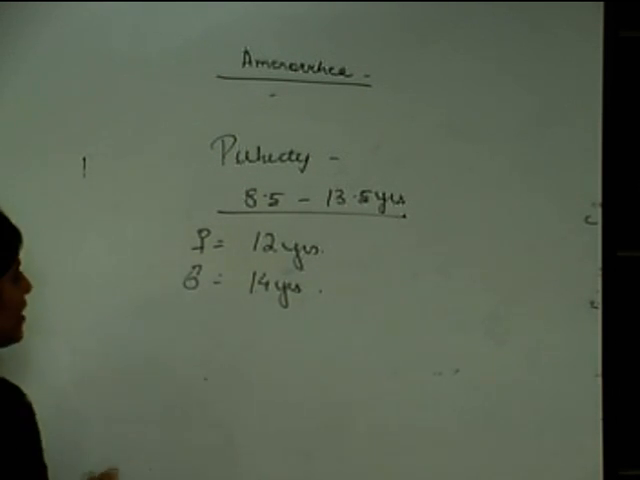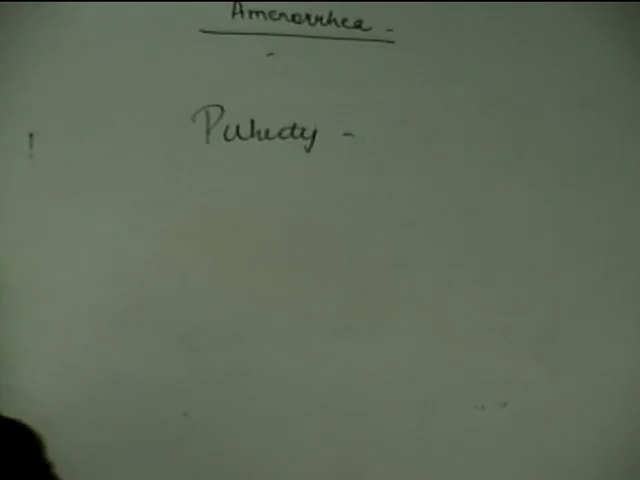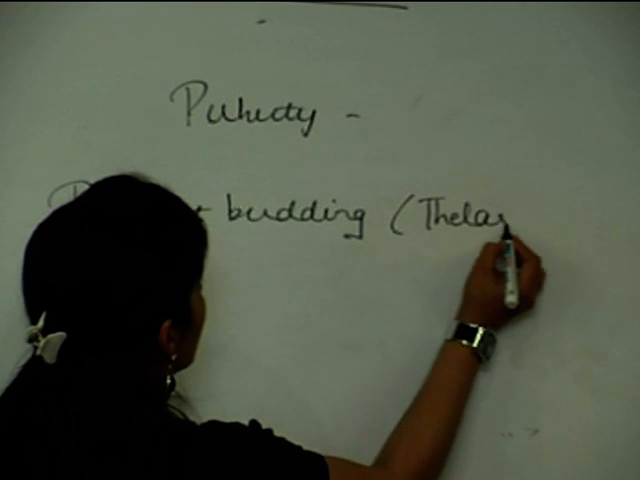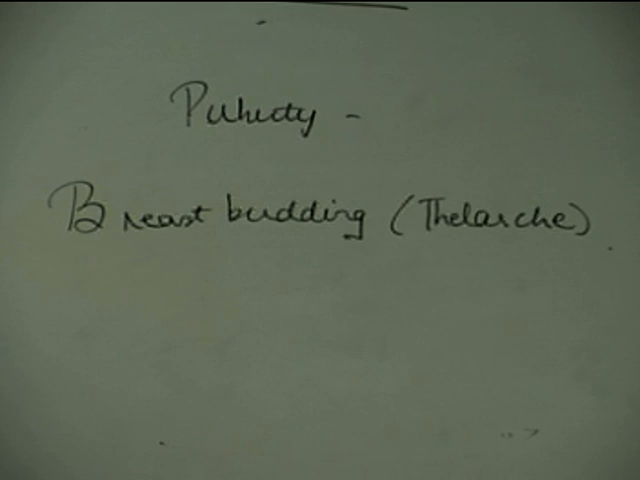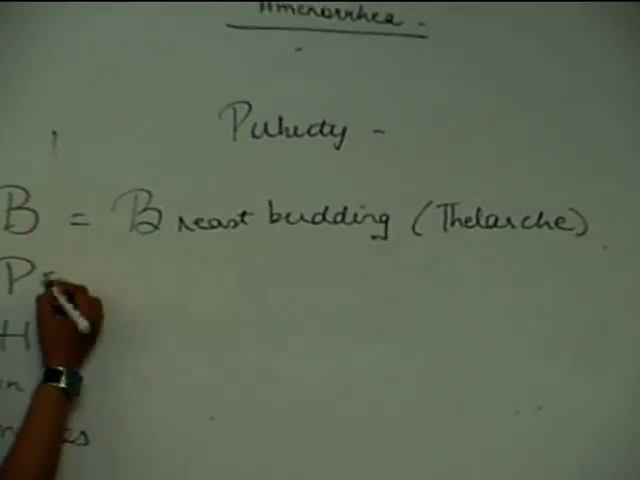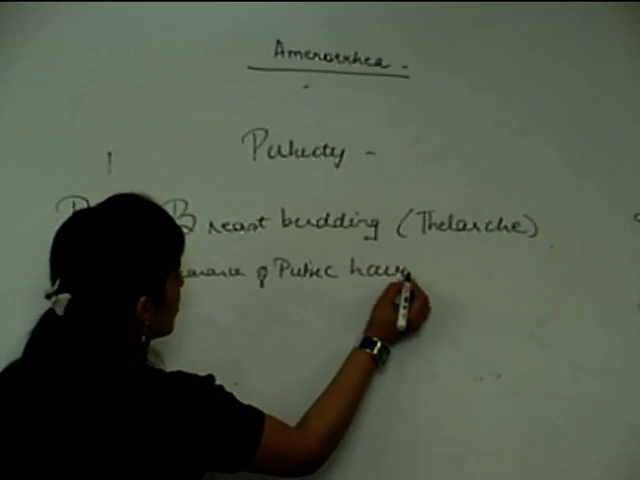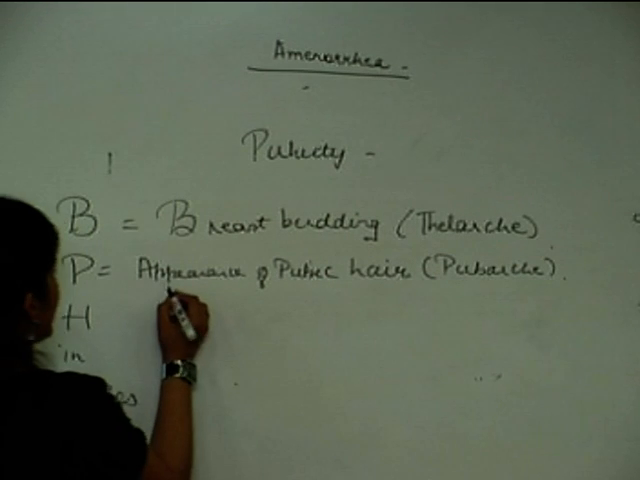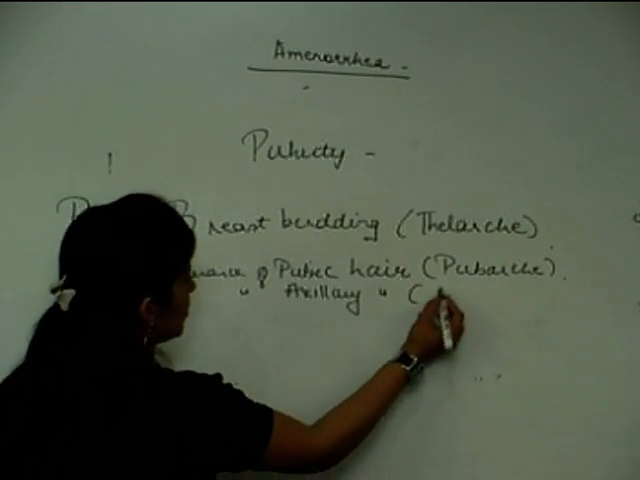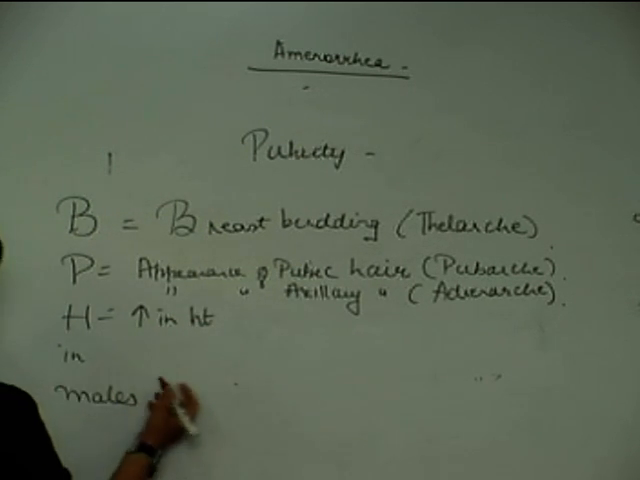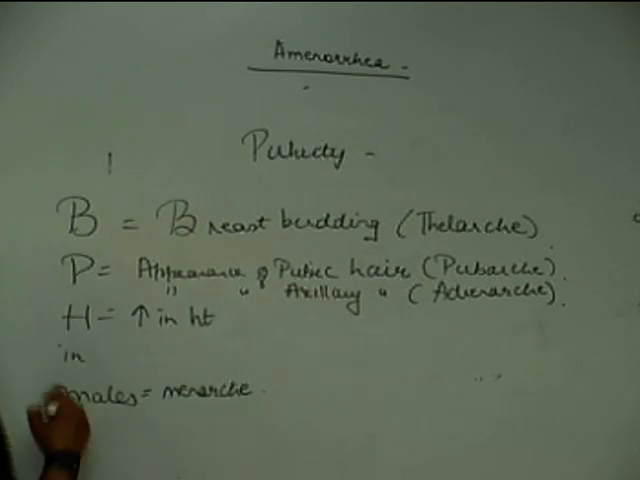Then the sequence of pubertal development in females. The first sign of puberty in females is breast budding. That is a very, very important question, which is called thelarche. That is the first sign of puberty in females. The sequence of puberty in females can be remembered by a very simple mnemonic, and that is BPHM. So first is breast budding, second is appearance of pubic hair, that is pubarche, and appearance of axillary hair, that is adrenarche. H is increase in height or growth velocity, and M is for menarche, that is appearance of menstruation.